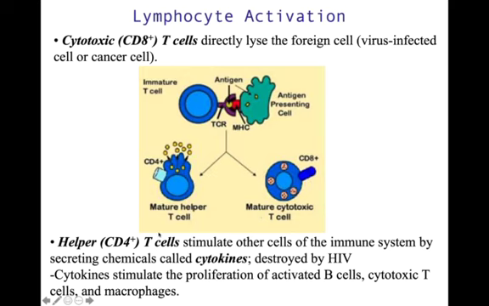Okay. Helper T cells, also known as CD4 positive cells, produce a chemical known as cytokines. And cytokines amplify the immune response. What do cytokines do? They stimulate the proliferation of more B cells, of more T cells, of more macrophages. So they amplify your immune response.